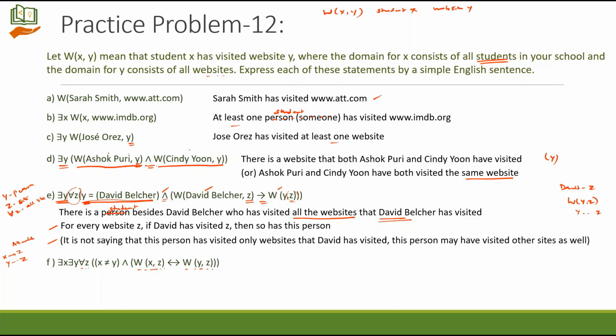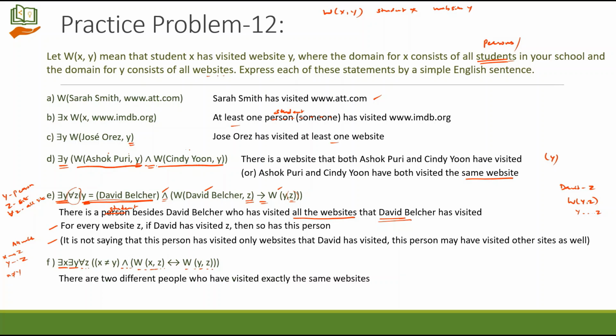What does by implication say? X will visit Z if and only if Y has visited Z. It means both will be visiting the same website. And what does this conjunction say? We say the person X is not equal to the person Y. What can we infer from here? We can infer that X is a different person and Y is a different person. So in this context, you can take it as person or you can take it as student. And since we have there exists in front of X and Y, we can say there is a person X and there is a person Y, but both the persons are not the same.